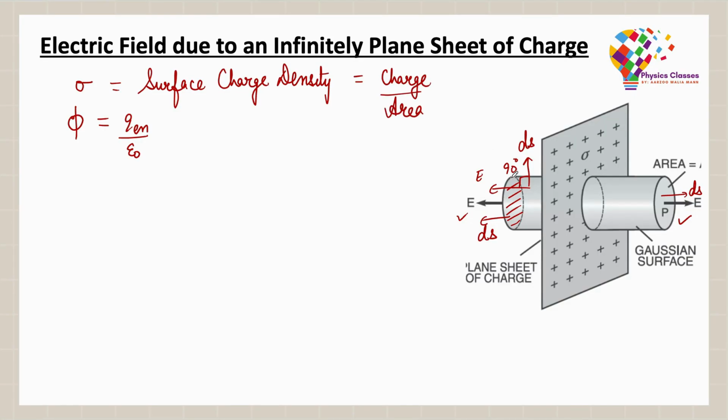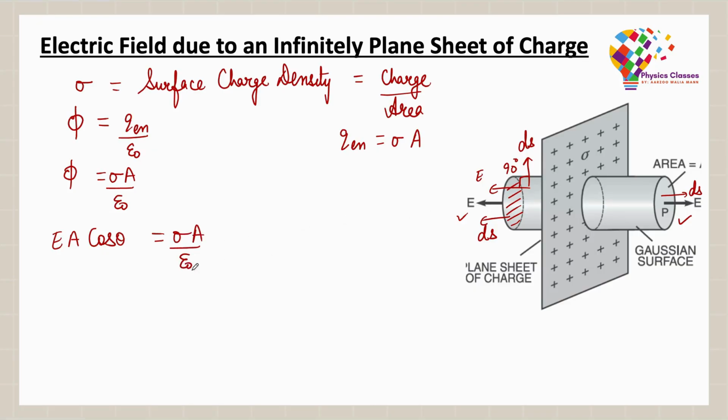If I assume that the area of cross section of the circular path is A, then I can write my total charge enclosed as sigma, that is the surface charge density, times the area. So flux in this situation can be written as sigma times A by epsilon naught. Further, the flux can be written as EA cos theta, and this is going to be equal to sigma A by epsilon naught.